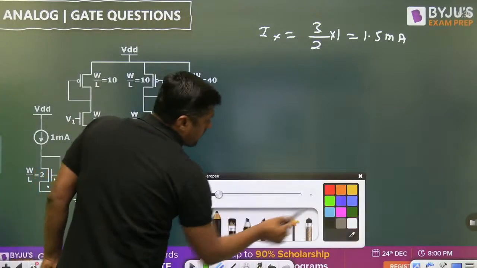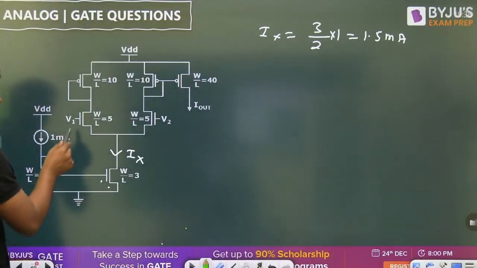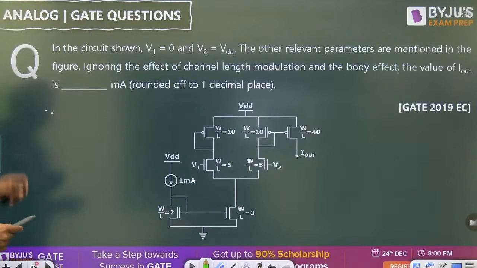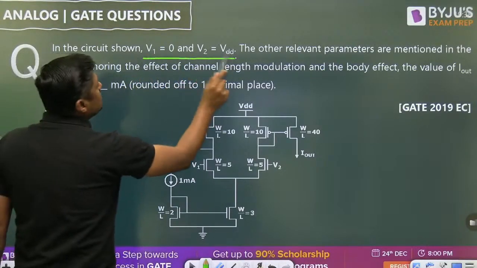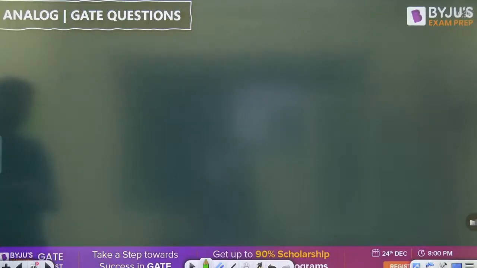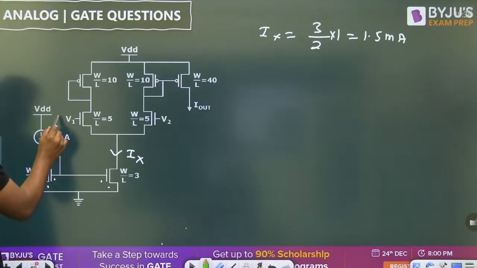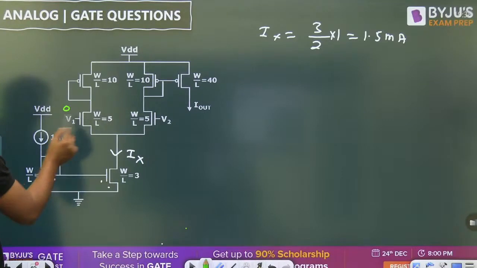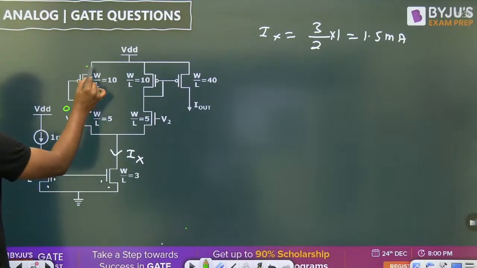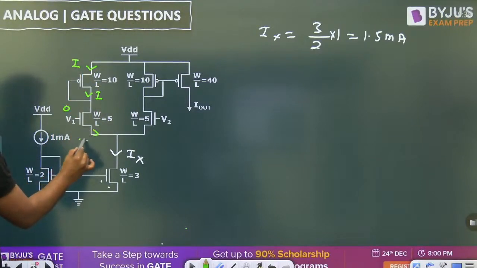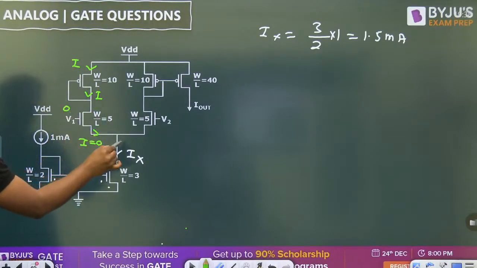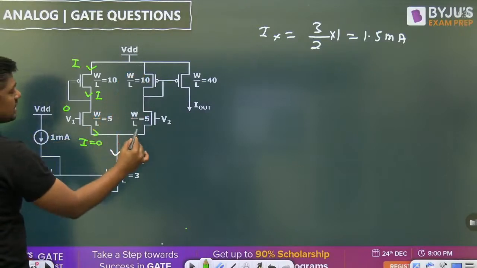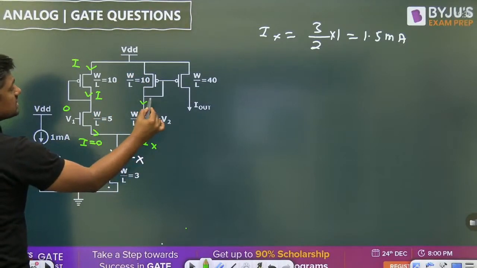Now, watch this. What is the value of V1 given in the question? V1 is given as 0 and V2 as VDD. V1 0 means at this point the voltage is given as 0. If this is given as 0, then what about this MOSFET? This is off. If this MOSFET is off, what is the current here? 0. This current will become 0. So what about the IX? IX is coming from this point.